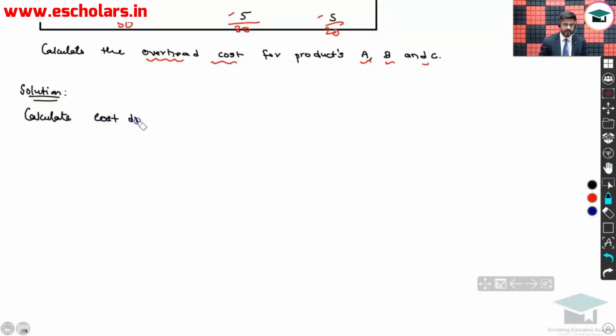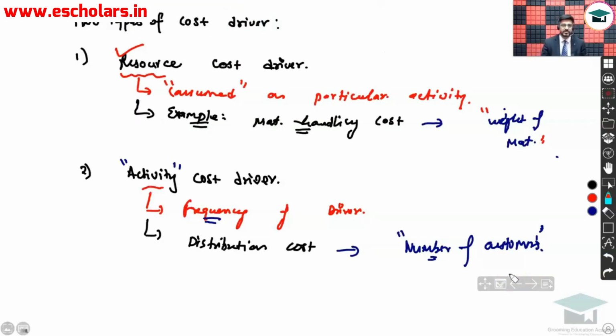And why do we need to calculate cost driver rate? So that using this cost driver rate, we can absorb the overheads over our three products, that is product A, B and C. Now let's go back to our example, the concept which we discussed. How do we calculate cost driver rate?